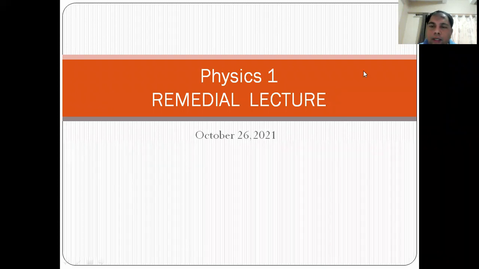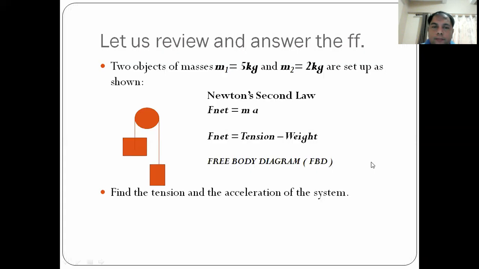Now, to review or run through our exam, generally this may be how our test items in the problem solving come out. For our remedial lecture, let's have the first item. Perhaps we have here an object that is suspended. The left object, the bigger box, is our M sub 1, which is a 5 kilogram object, and M sub 2 on the other side is our 2 kilogram object.